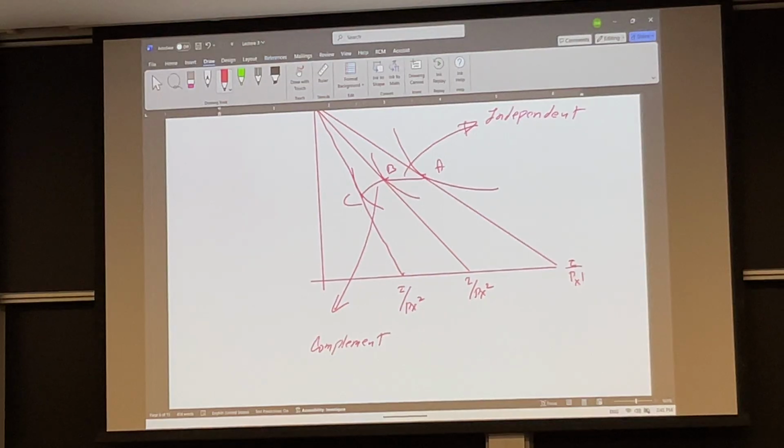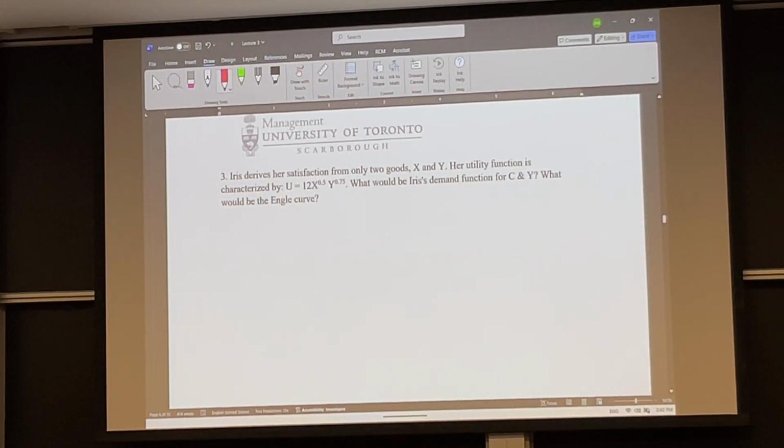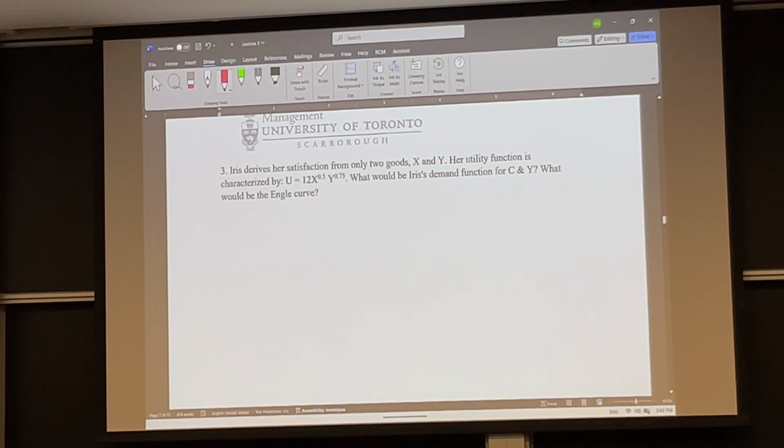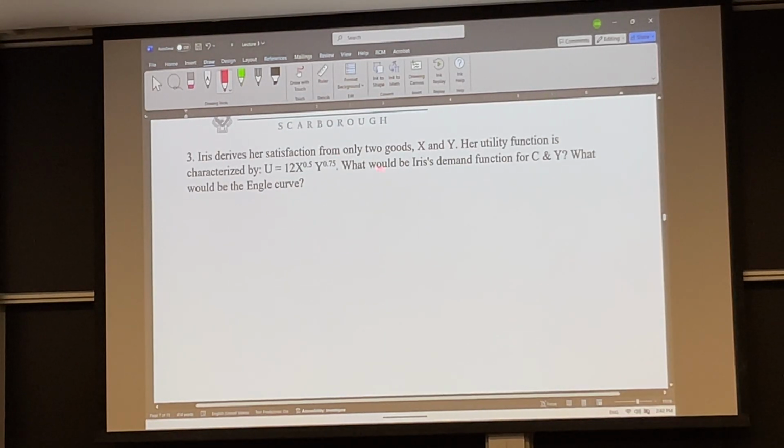Okay, let's do more. Iris derives her satisfaction from only two goods. No relation between this Iris and our Iris. Like a completely random thing, right? Iris derives her satisfaction from only two goods. That is her characterization. That's called Cobb-Douglas. Alright? We can solve it exactly the way we did it.